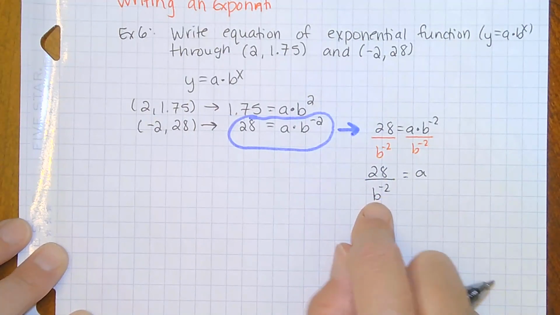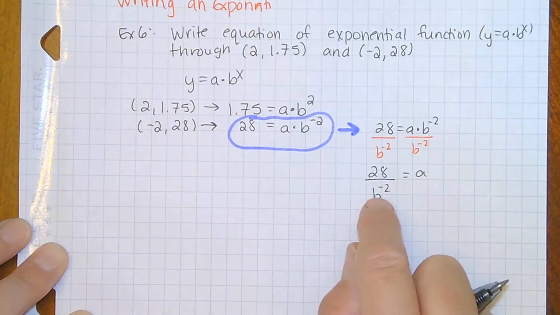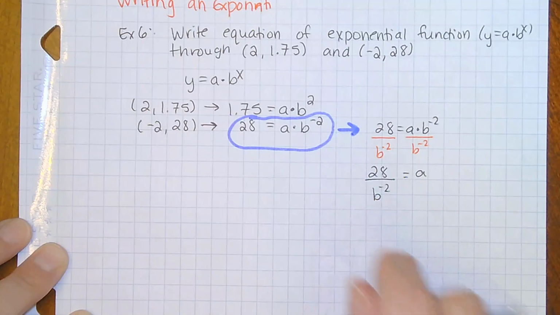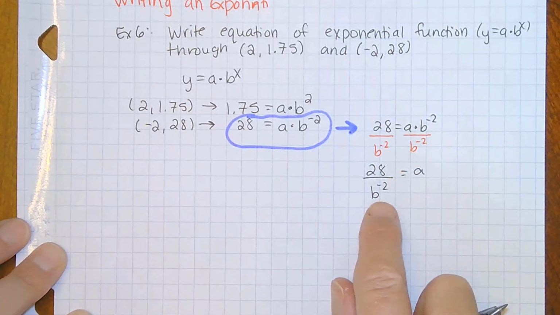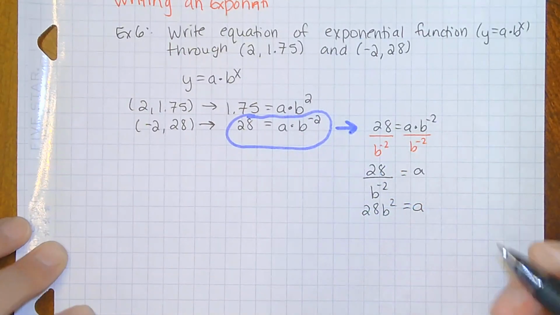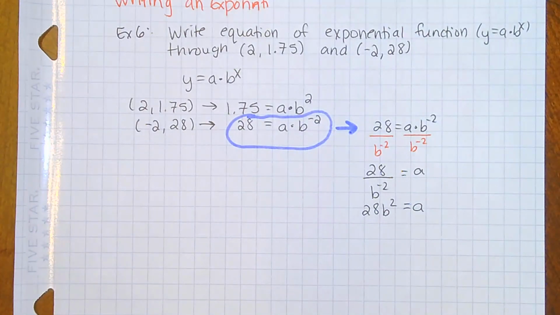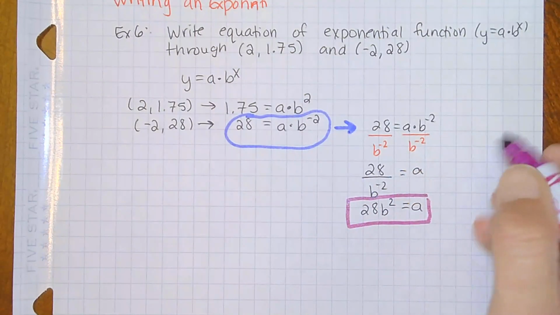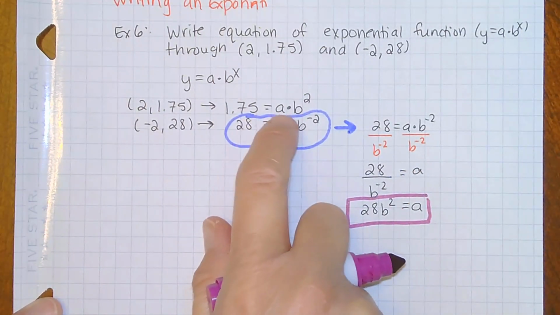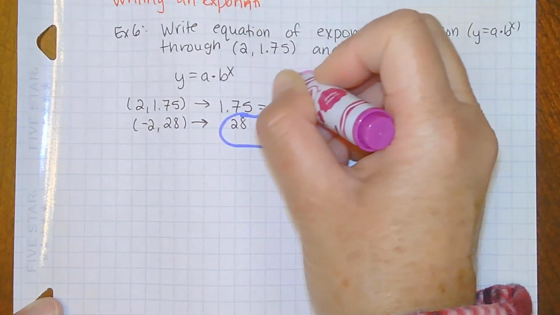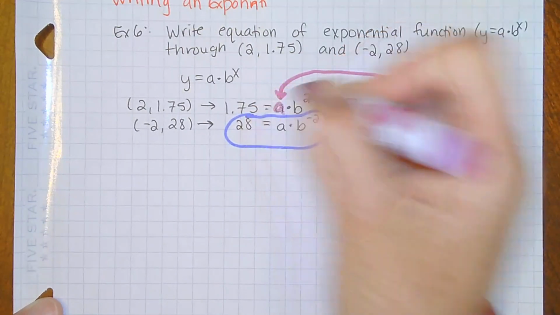So seeing this, remember we do not like negative exponents. So when we have a negative exponent, we move it to the top or the bottom, depending on where it is, so that it changes signs. Since this is on the bottom, I can now move it to the top, and so now I have 28b squared is equal to a. And that's much nicer to deal with. So now I'm going to be using this as the equation that I'm going to substitute into the other equation for a. So now this is going to go into the other equation where my a would go.